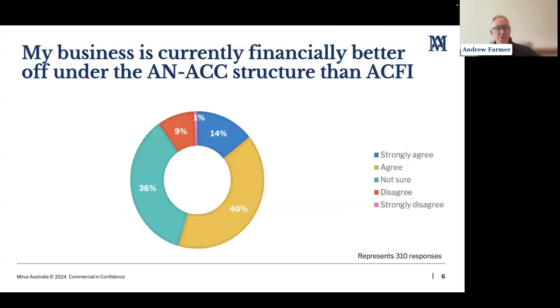So firstly, the poll results. We asked 4 questions. The first one was a general question about whether you think your business is financially better off under AN-ACC than under ACFI. We thought that's a really important question. There's a couple of nuances to this, but has it gone far enough? What's really interesting about this result is that sure, there's 54% who agree or strongly agree that they are better off. But there's also that 36% who are not sure.